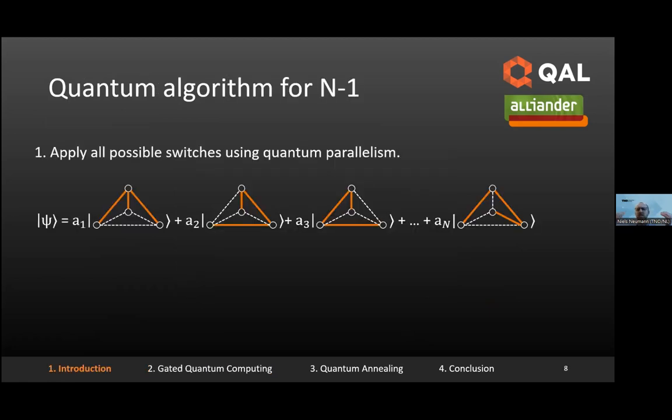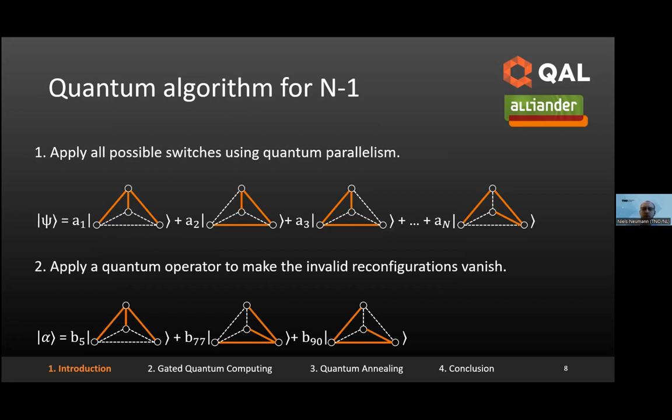The idea behind this is that in some way we can maybe prepare a superposition over possible reconfigurations, and then use a quantum operator to only obtain those reconfigurations that are valid, and to use destructive interference to remove the invalid reconfigurations. This is the idea on a high level. And we explore this idea in both a gate-based quantum computing approach, using the IBM and the Google machines, and a quantum annealing based approach using the machines of D-Wave.